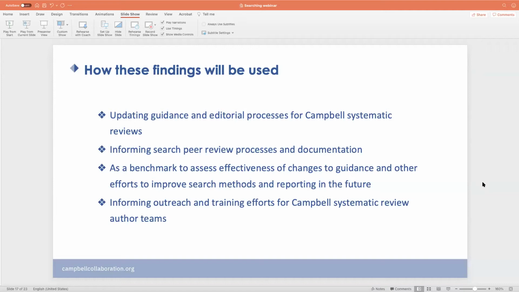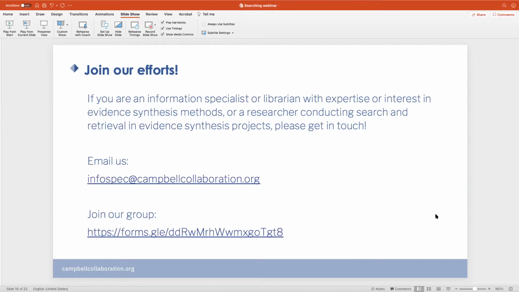Another thing that this work can inform is outreach and training efforts for Campbell systematic review author teams. So really identifying pain points or areas where there might be some insufficiencies around reporting or search quality and methods, and then targeting training and guidance efforts to these areas to ensure that author teams have the information, the training and expertise that they really need to produce high quality reviews with reproducible searches. So that gives you a bit of a snapshot of our work that's currently going on related to methods.